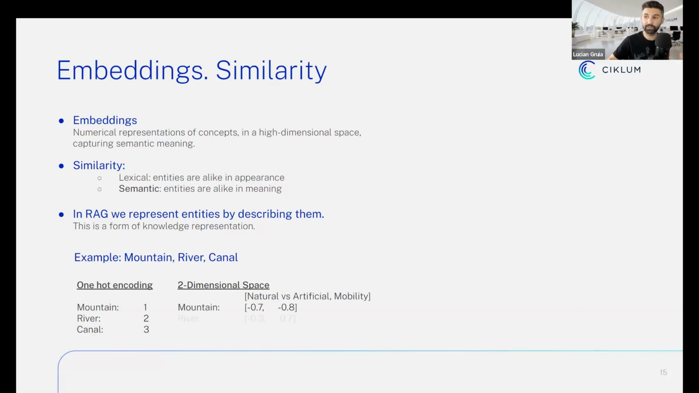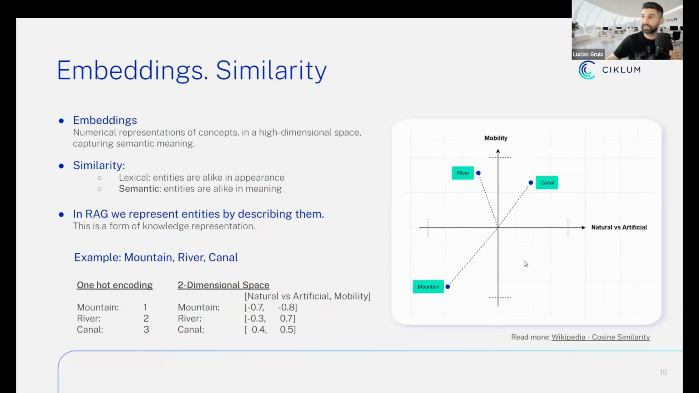So we have mountain, river, and canal, and we take the interval between -1 and 1, right? On the first dimension, -1 means more natural, while on the second dimension, -1 means static, and closer to 1 is more mobile, right? Now let's represent this on a graphic, on a plane like this. Here we have canal, river, and mountain, and you can easily see with your own eye which is more similar to the other.